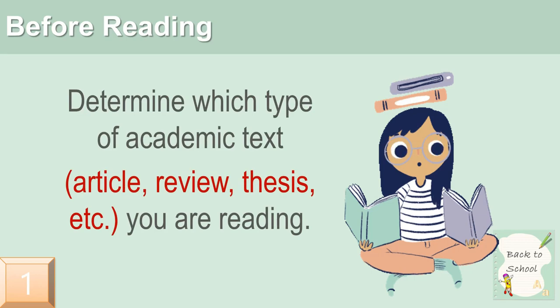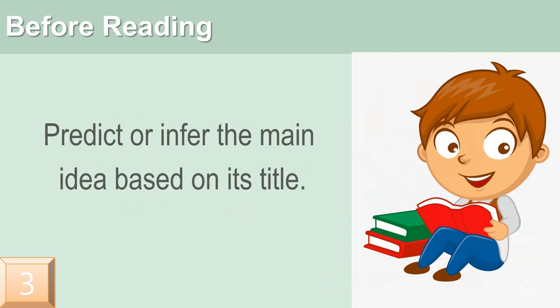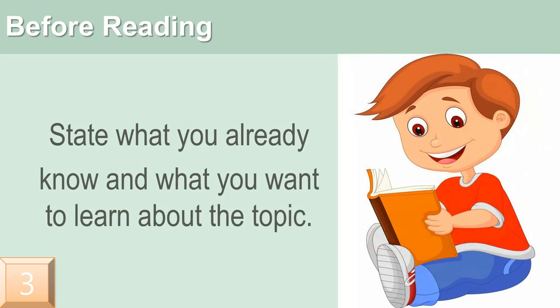First, determine which type of academic text, article, review, thesis, etc. you are reading. Next, determine and establish your purpose for reading. Next, predict or infer the main idea based on its title, and state what you already know and what you want to learn about the topic.